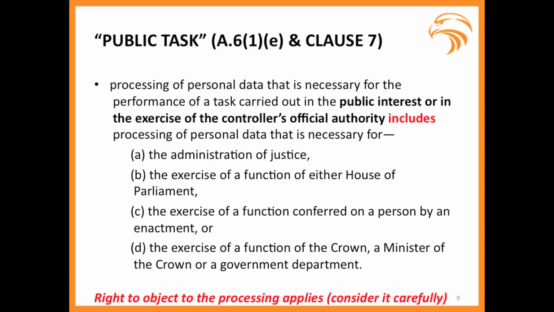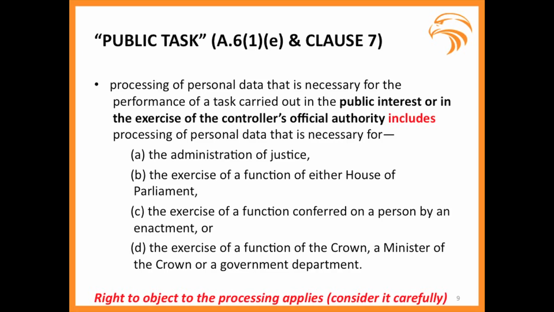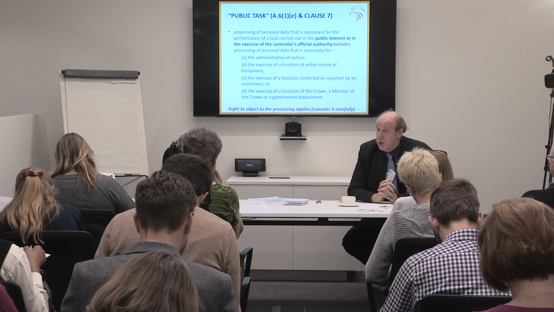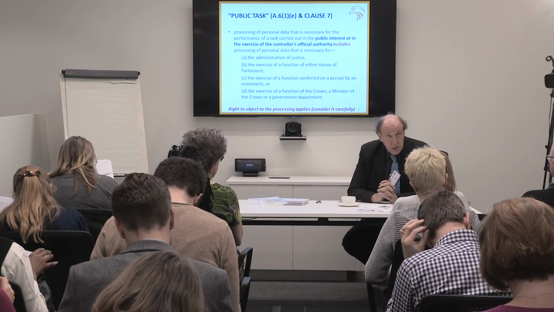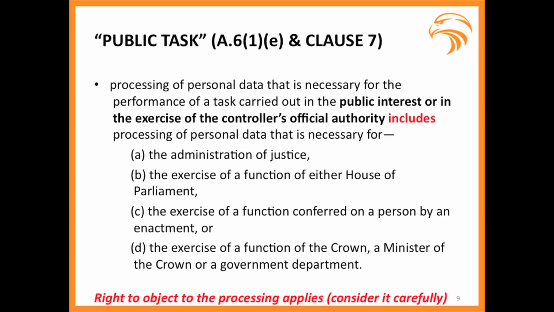Here's the one that you're going to rely on for your public authority work. The processing is in the public interest or the exercise of the controller's official authority. Now notice the word includes. And the one you're interested in is C, the exercise of a function conferred on any person by any enactment. So a lot of local authorities do services because there's a Local Authority Act that says you've got to do certain things. So the grounds for that is exercising the functions conferred on any person by enactment.